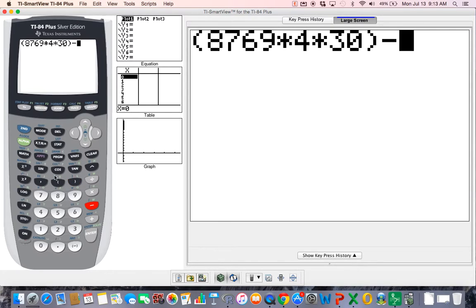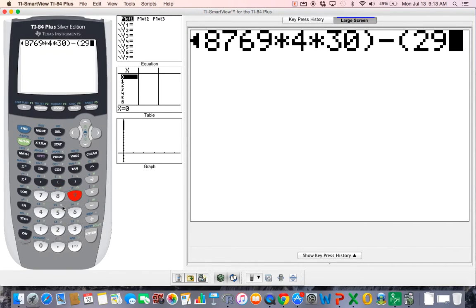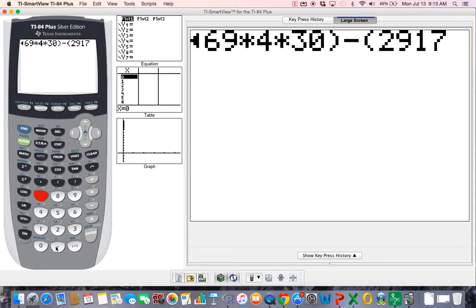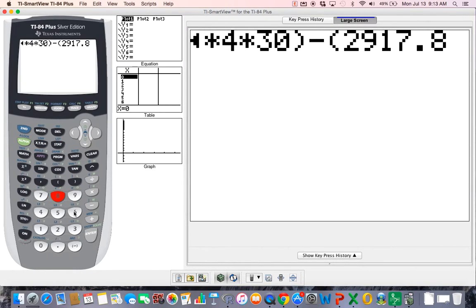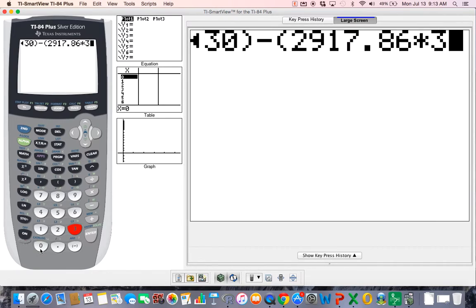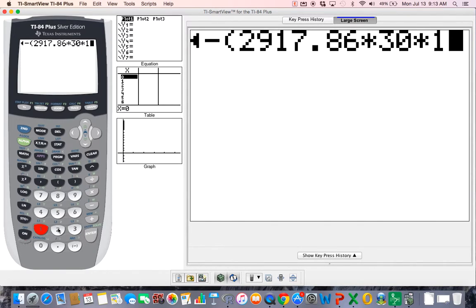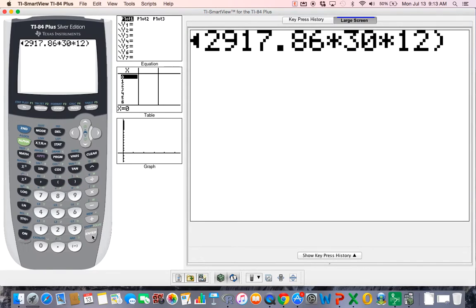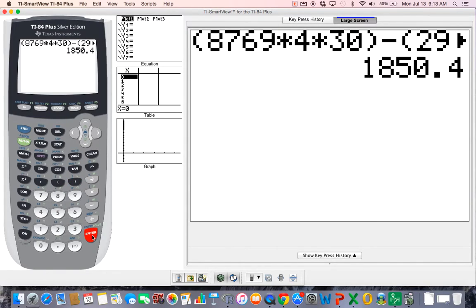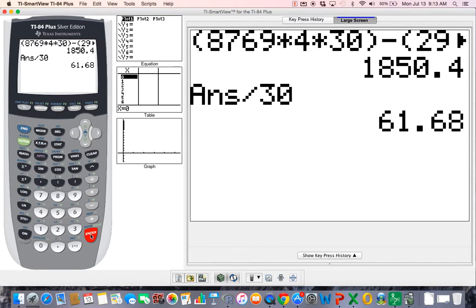And I'm going to subtract how much I would pay monthly, which is $2,917.86 times 30 times 12. So the difference is just $1,850.40 over 30 years. So if you divide that by 30, it turns out it's only about $60 a year. But it's $60 a year.